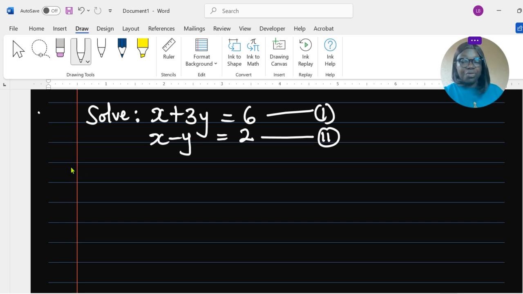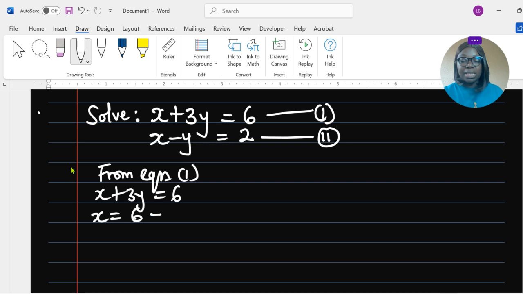Now, I'm going to make x the subject of the formula, but I'll be using equation 1. So from equation 1, I have x plus 3y equals 6. So that will be x is equal to 6 minus 3y, because when you take plus 3y to the right side of the equal sign, it becomes minus 3y. So you need to understand that. It's just like you're looking for x, finding the value of x. Now we have been able to make x the subject of the formula, that is, make x stand alone.